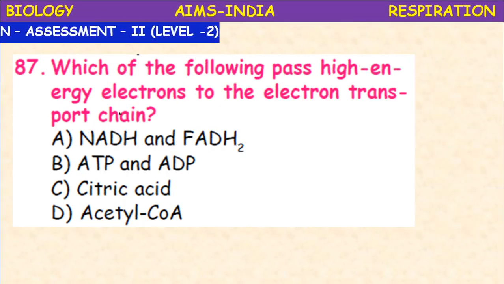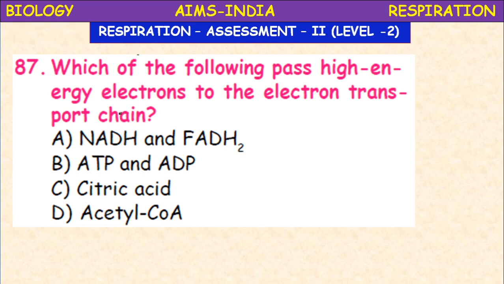Next, which of the following pass high energy electrons to the electron transport chain? NADH and FADH2, ATP and ADP, citric acid, or acetyl CoA. Which of the following pass high energy electrons to the electron transport chain? That is NADH and FADH2.